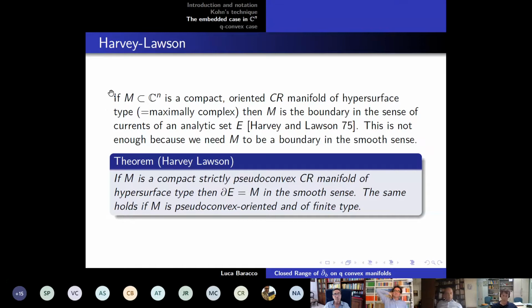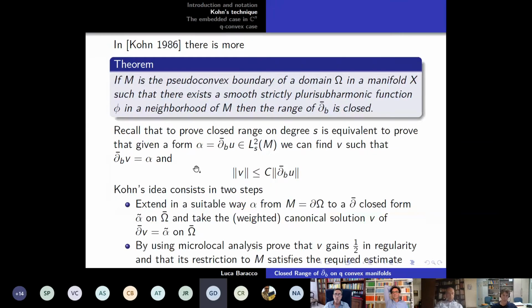May I ask a question? Yeah. About the one-half gain in regularity, does this require any assumption on the domain, or is it the weighted canonical solution that gives this regularity?